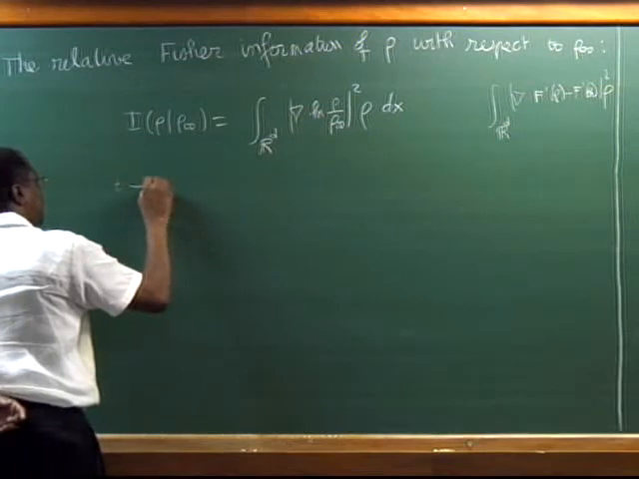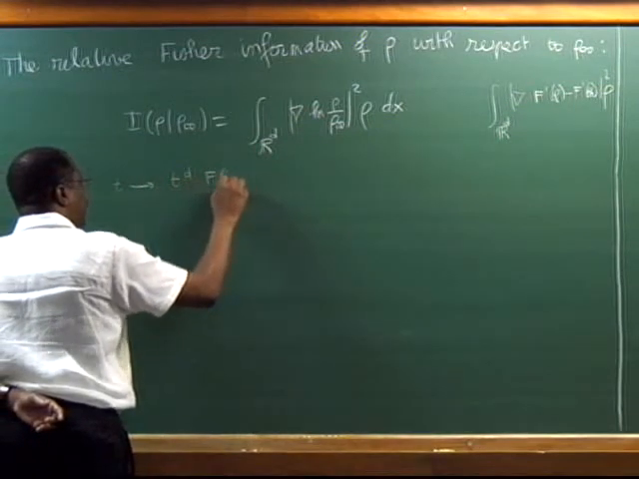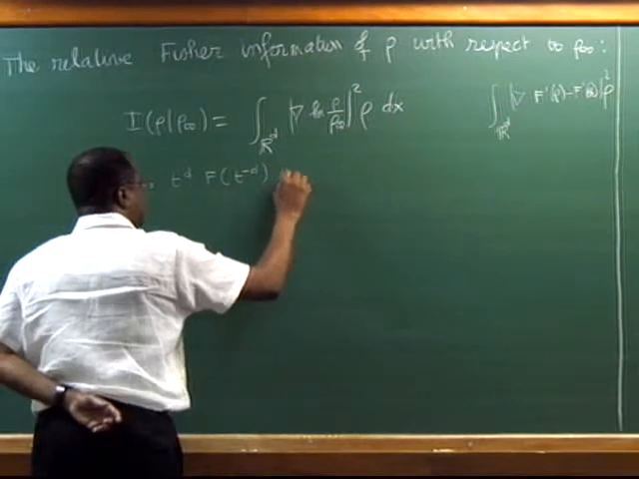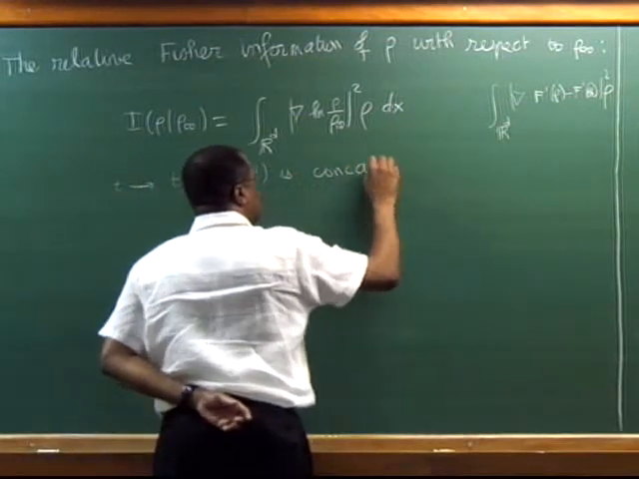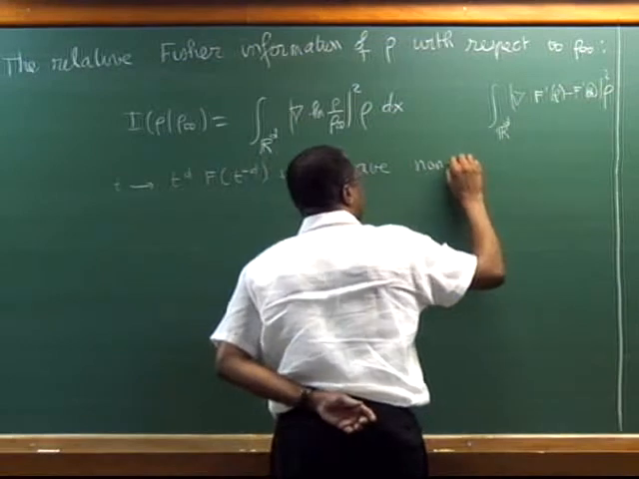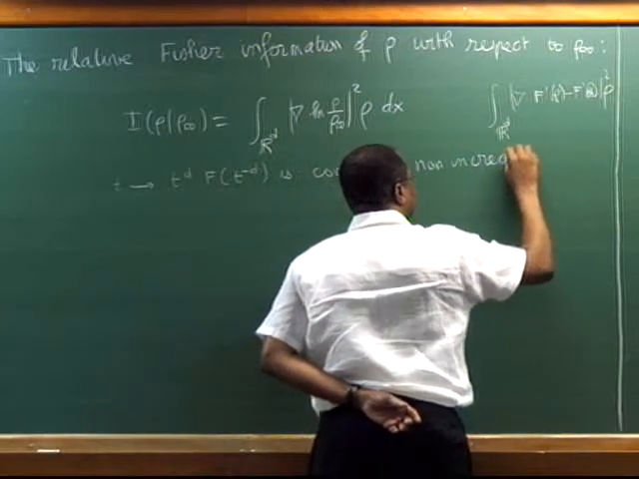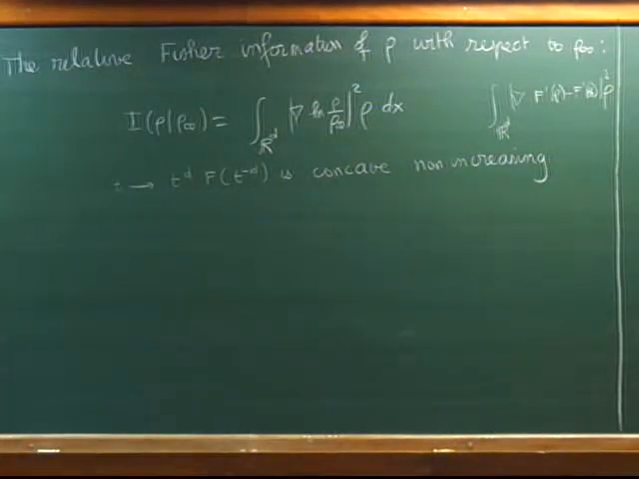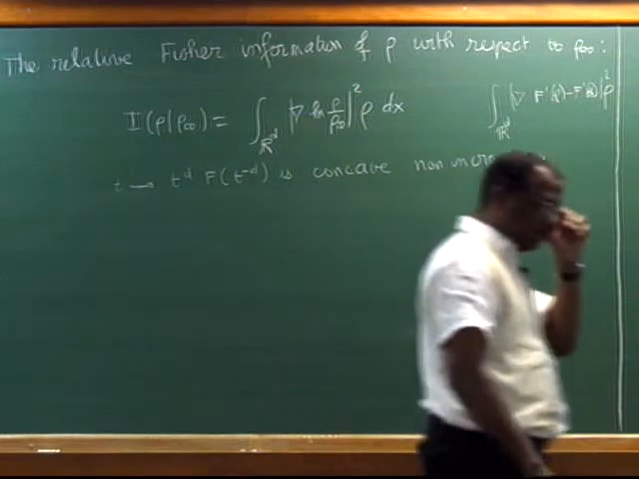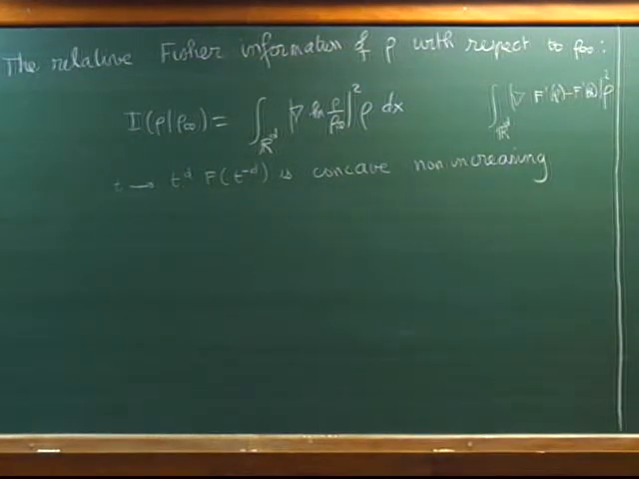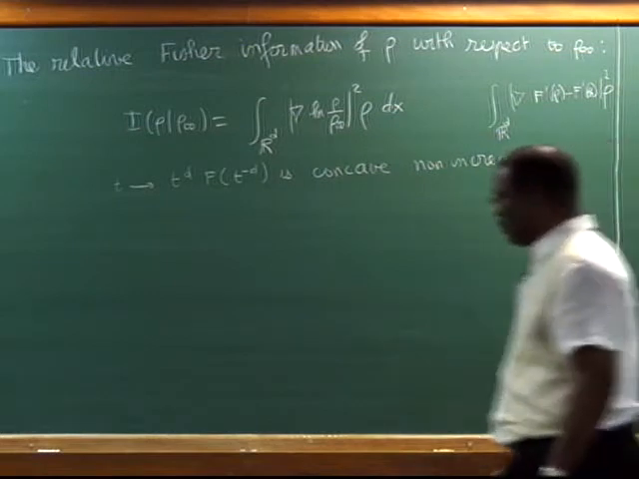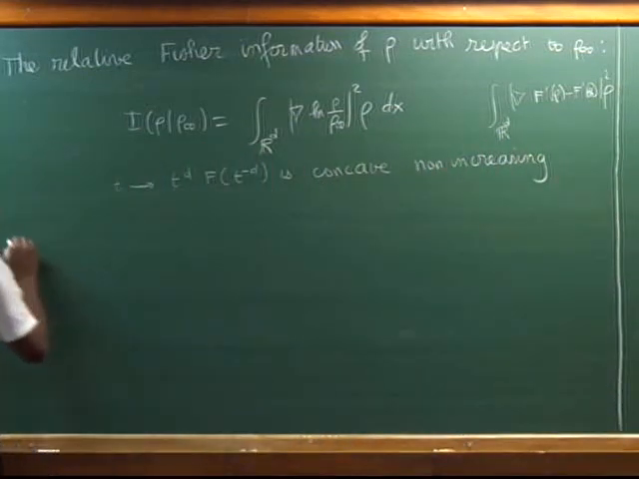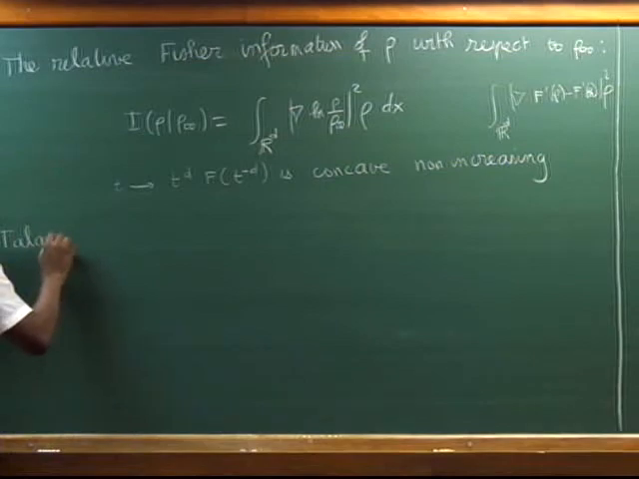such that t goes to t to the power d, f of t to the power negative d, is concave, non-increasing. However, I am going to concentrate just on this f. So let me write a Talagrand inequality.